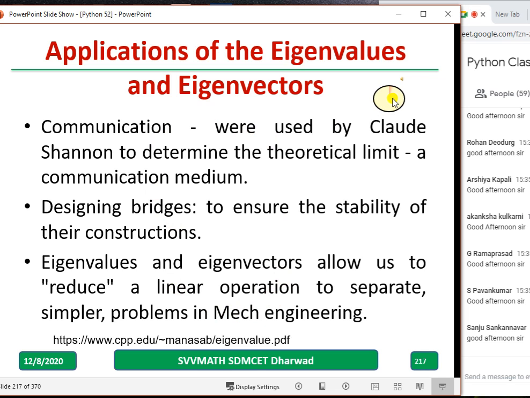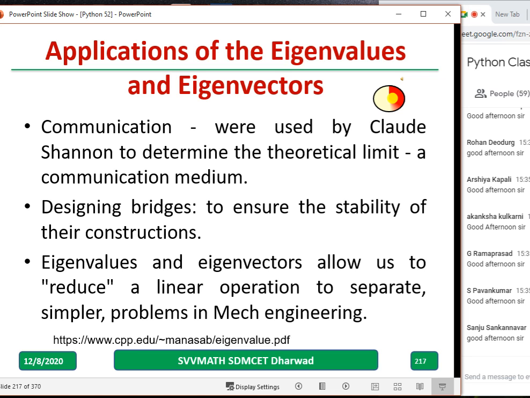So, how do we find the eigenvalues and eigenvectors using Python? Is there any function? If a function is there, what is that function? How to use it? What parameters do you have to pass? What are you going to get from that particular function in Python? That we are going to discuss now.